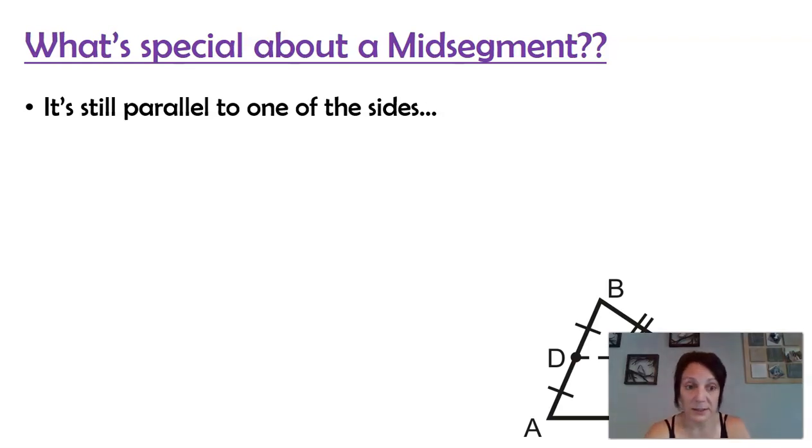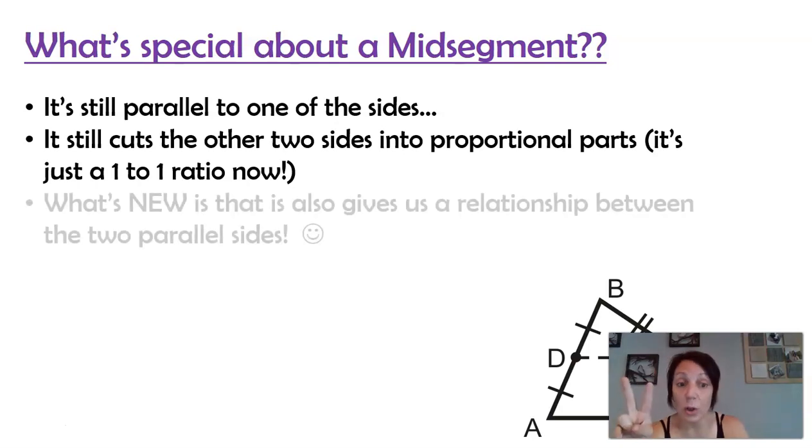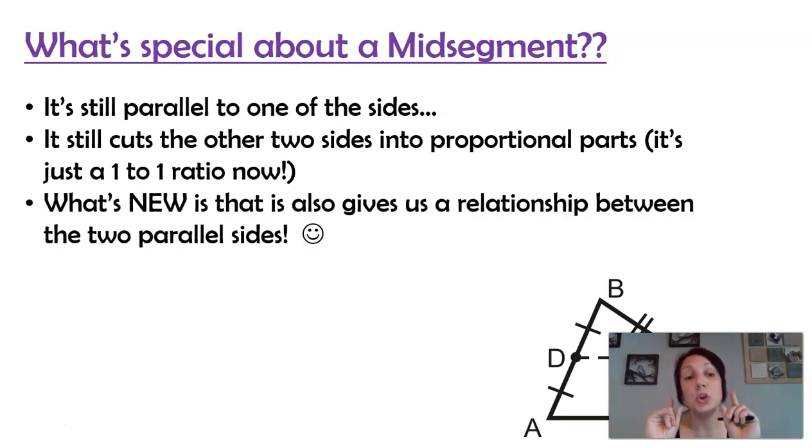It's still parallel to the sides. That's not new. It cuts the other sides into two proportional parts. That's not actually new. What's special about it is that the proportionality is a 1-to-1. Now, what's also cool is that it gives us new information because it's equal on both sides, because this side got cut into two equal parts and this side got cut into two equal parts. Now I know something about the two parallel sides.